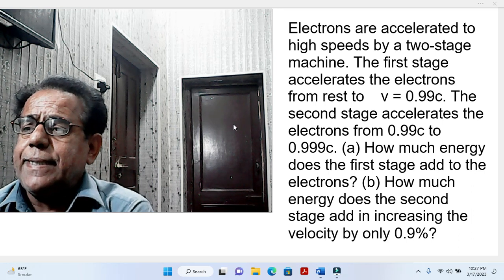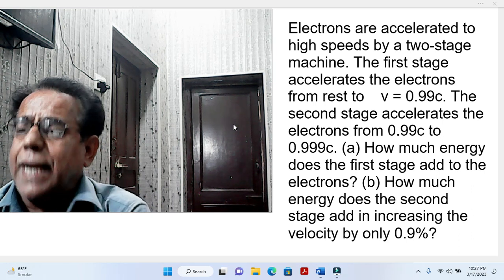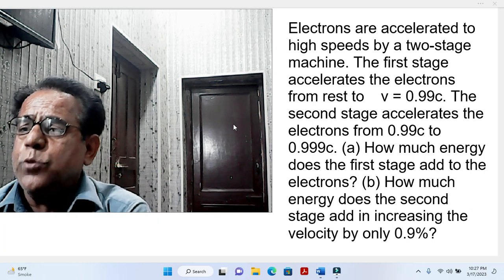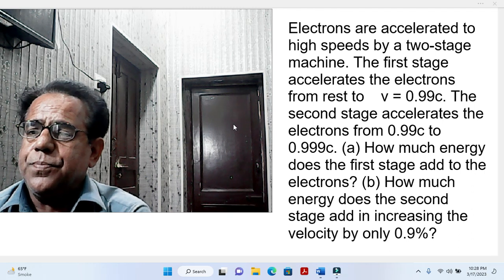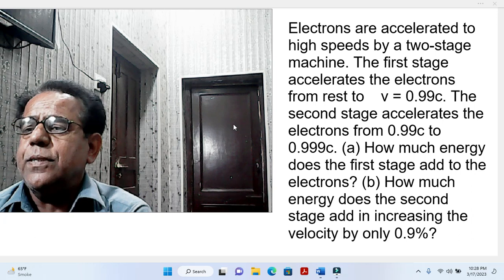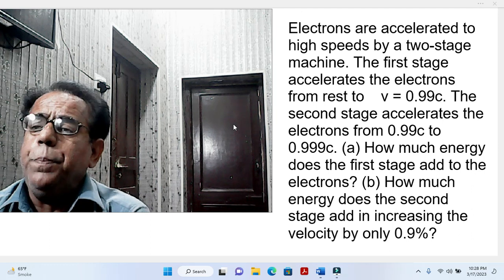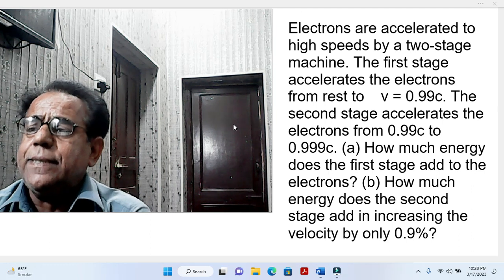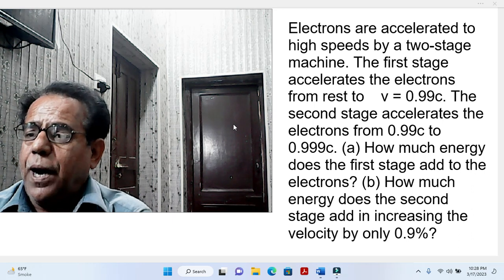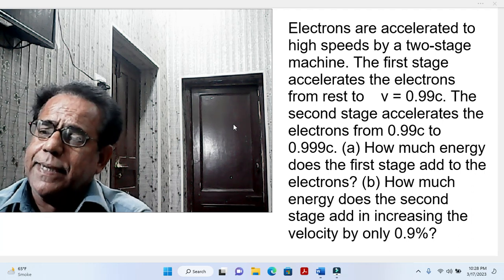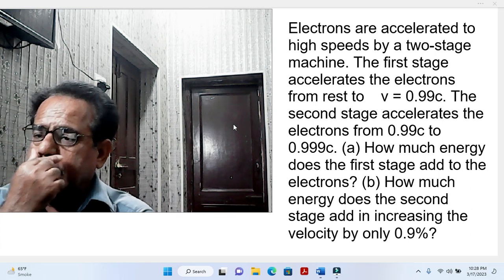The second stage accelerates the electrons from 0.990000 c to 0.999000 c, where c is the speed of light. Part A: how much energy does the first stage add to the electrons? Part B: how much energy does the second stage add in increasing the velocity by only 0.9%?